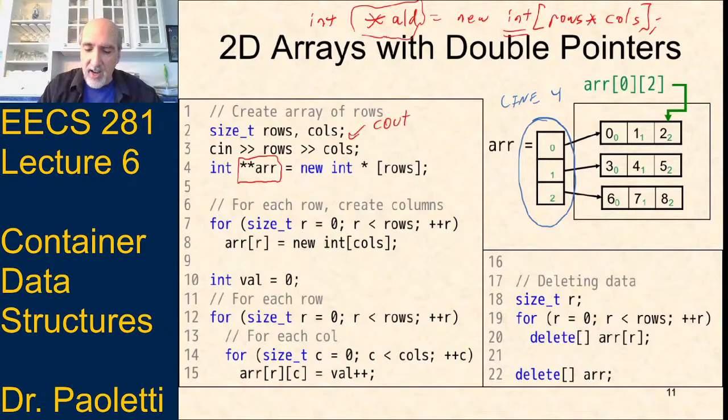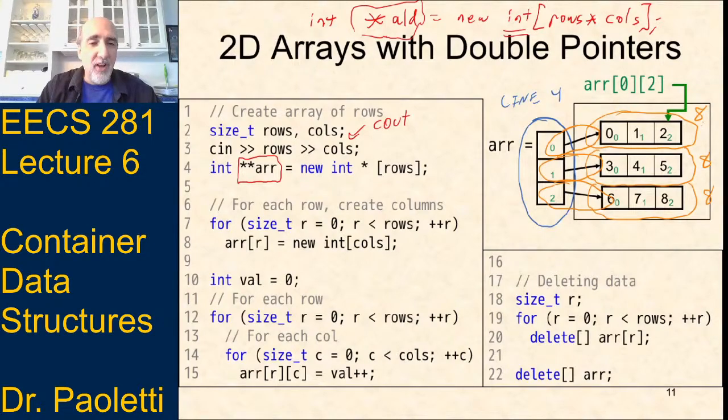When we get to line 8, let's change colors here. Line 8 is where we create each of these. So line 8 does that, and we're inside of a loop. So inside the loop, line 8 creates one, line 8 creates another one, line 8 creates another one, and then we're done. And it creates them, and it sets this thing to point to it. So element 0 points to the first block, element 1 of ARR points to the second block, element 2 of ARR points to the third block.